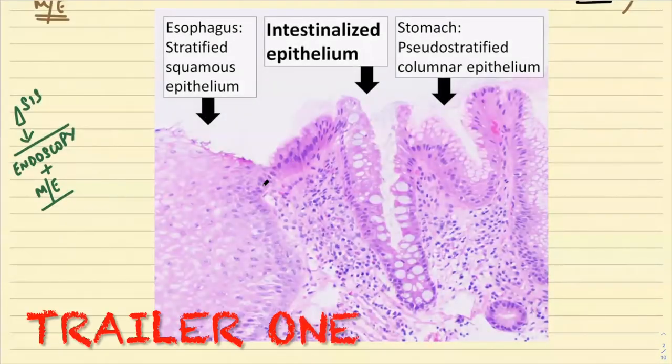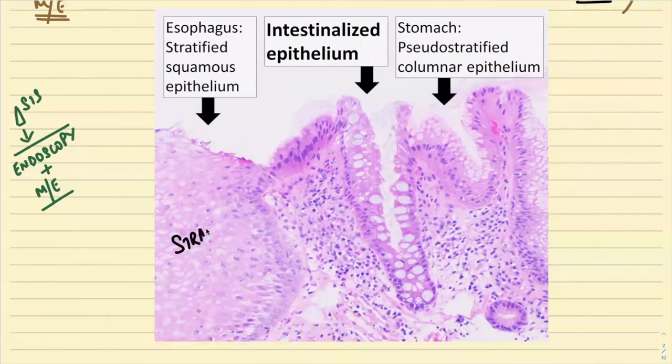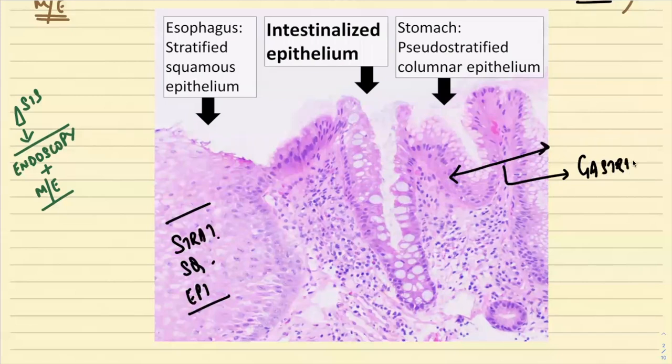So over here on the left hand side, this is your classical stratified squamous epithelium that we can appreciate. On the right hand side, this is basically your gastric epithelium, which is basically pseudostratified columnar epithelium. It is a columnar epithelium.